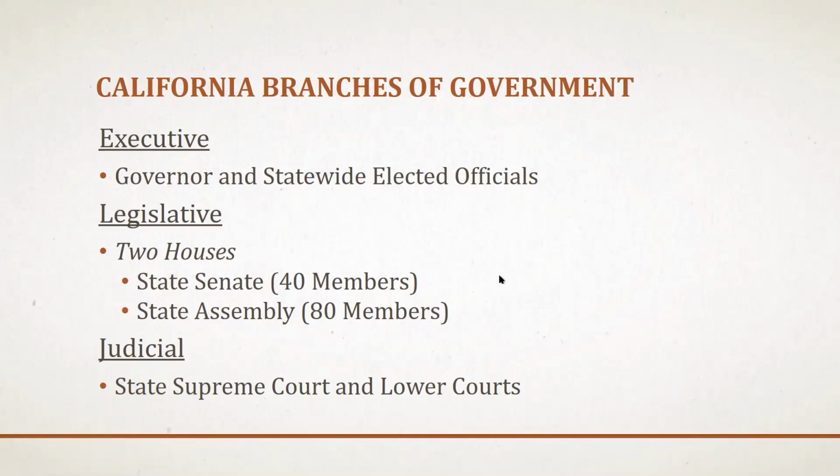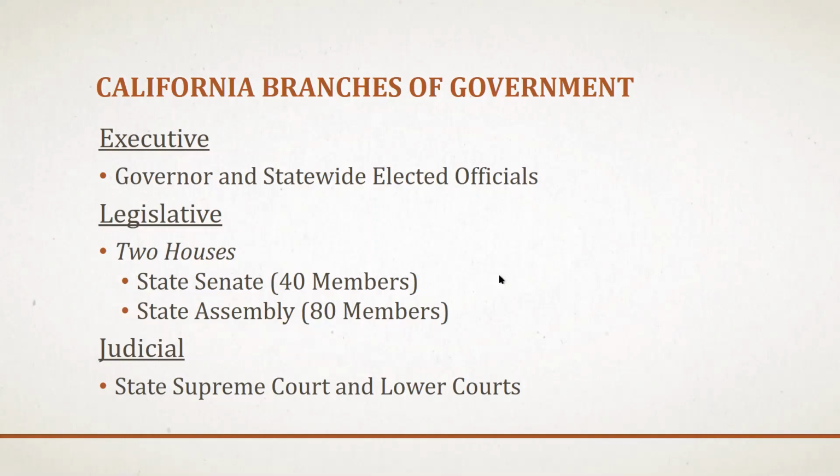So the executive branch is the governor and all of the elected officials: lieutenant governor, secretary of state, attorney general, etc. So you vote directly for them statewide. Legislative has two houses. We have the state senate, which is 40 members. Think of it as your national senate, so there's less per capita. And then your state assembly, think of that as Congress, and that's 80 members. And then finally, just like the federal government, we have a judicial branch, which is the state Supreme Court and then the lower courts.